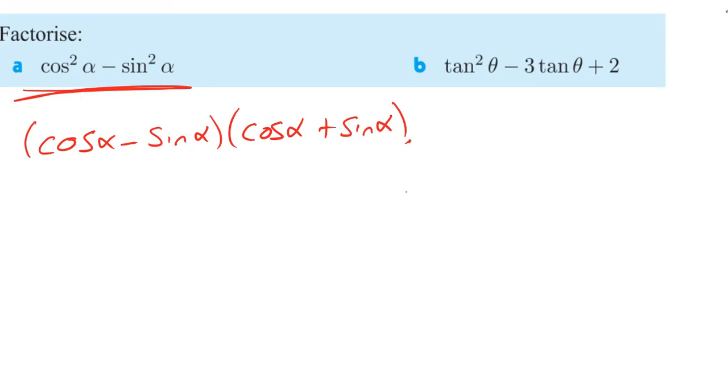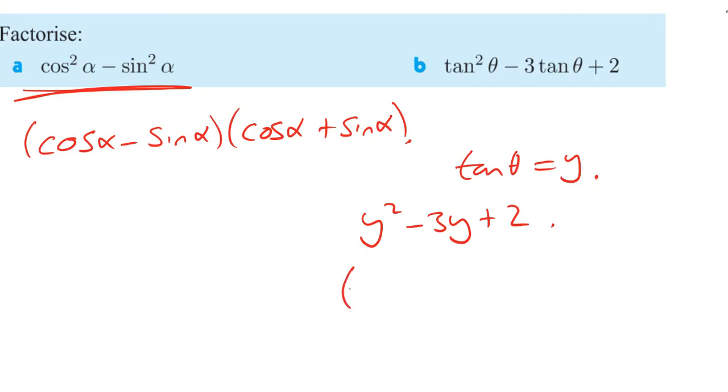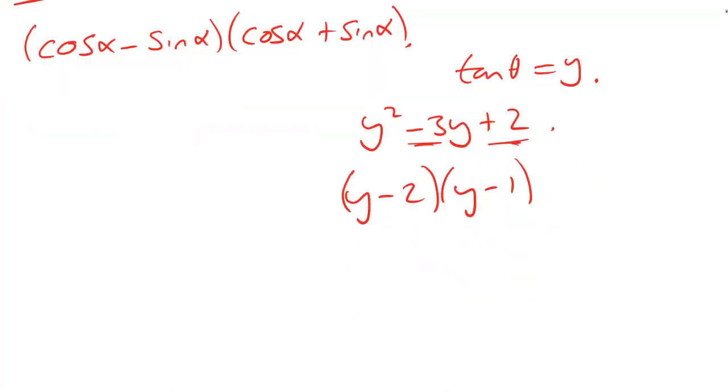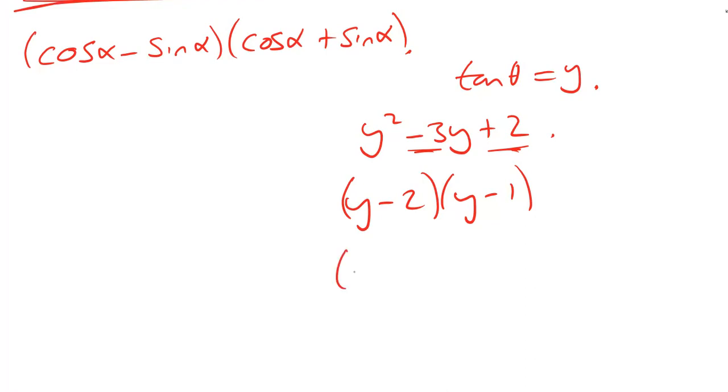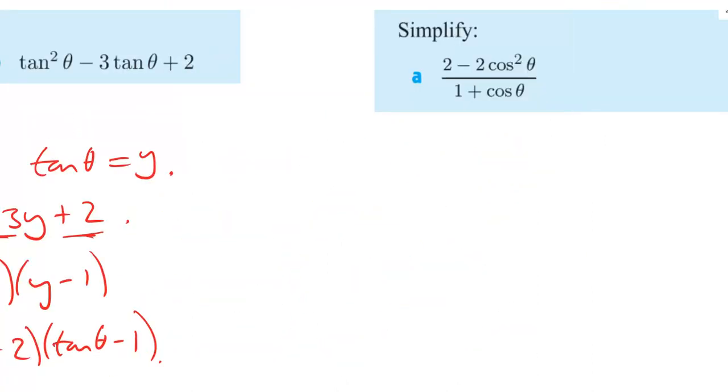To help us to visualize this, perhaps you might want to say, well, okay, tan theta is equal to y. So this expression then becomes y squared minus 3y plus 2. Well, you have lots of experience in factorizing things like this. This is going to be y minus 2 and y minus 1, because those two numbers multiply to make positive 2 and they add to make minus 3. Swap it back though for the tan. We must write our final answer as tan theta minus 2 and tan theta minus 1. There we go, we factorized.